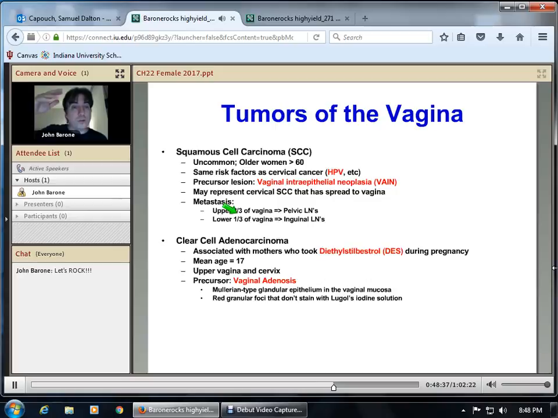The upper two-thirds are more inside. They're going to go to the pelvis. The outer third is going to go to the inguinal nodes.